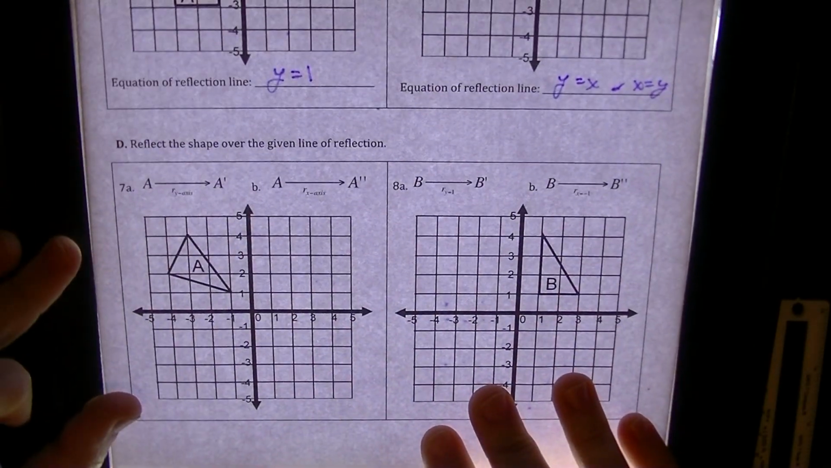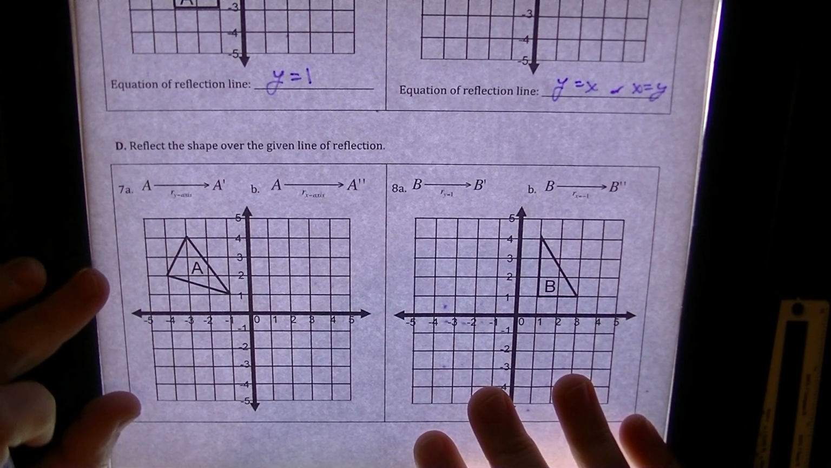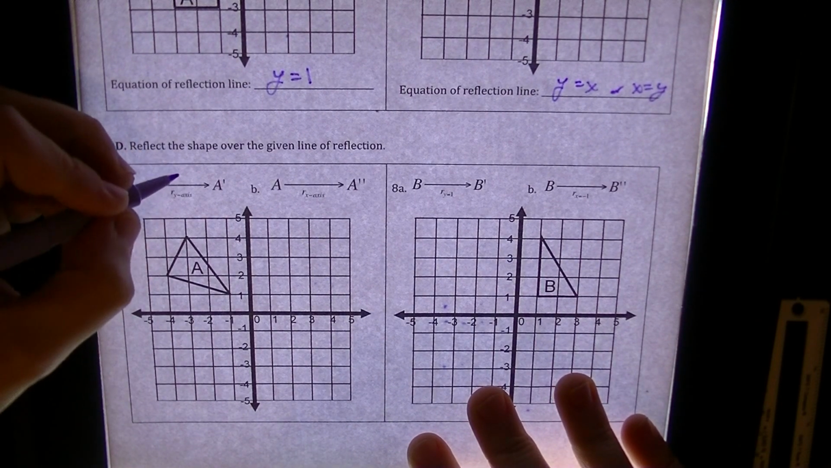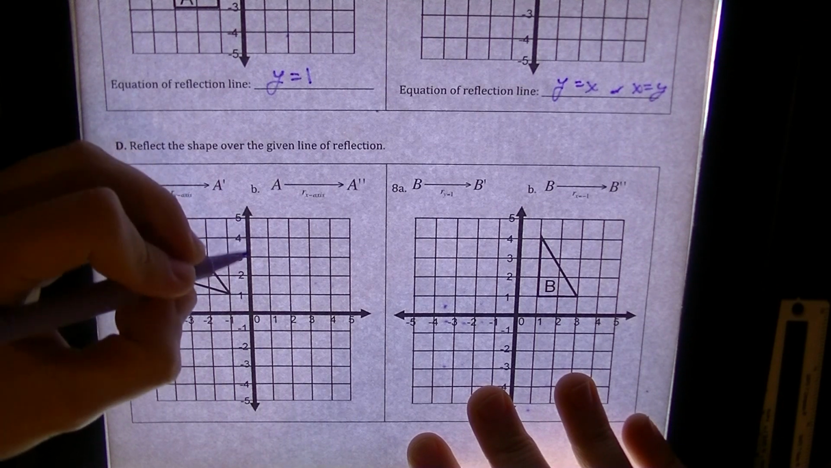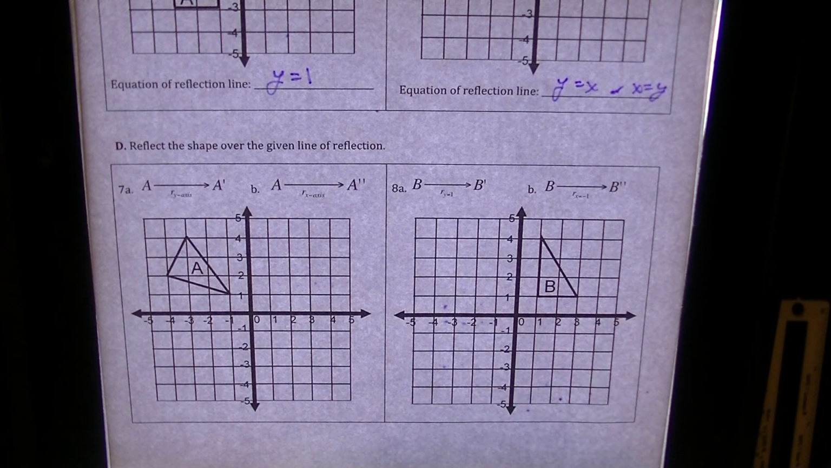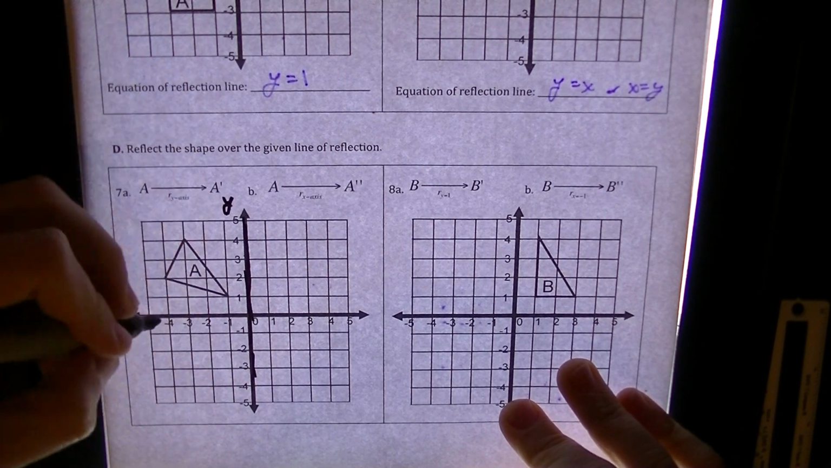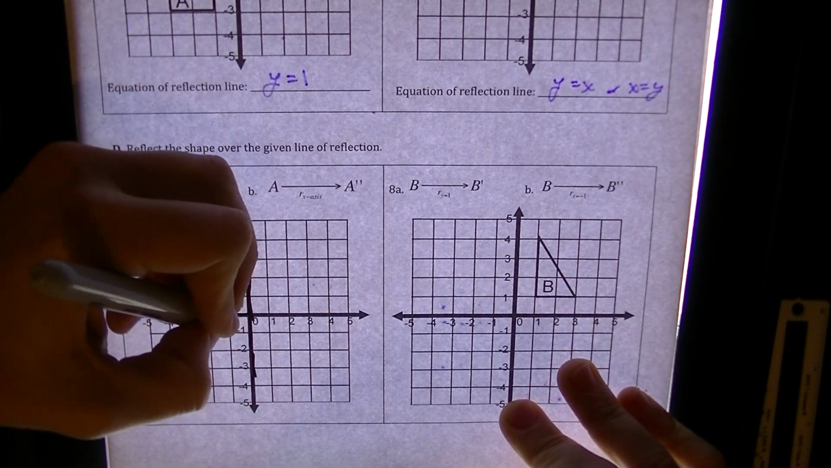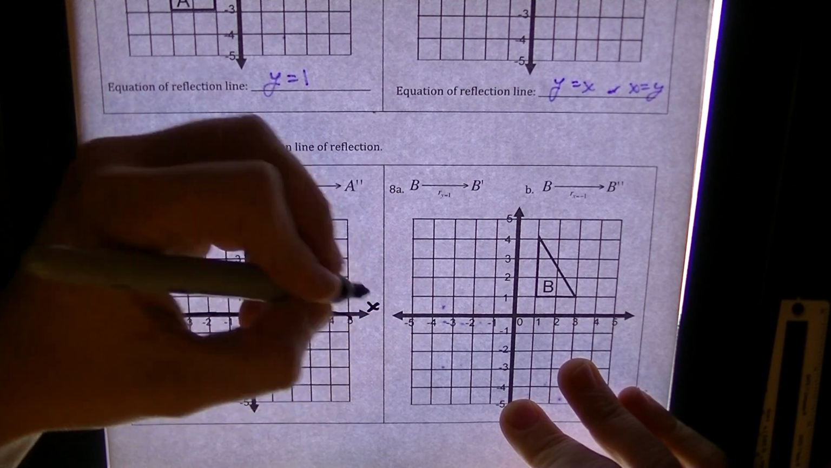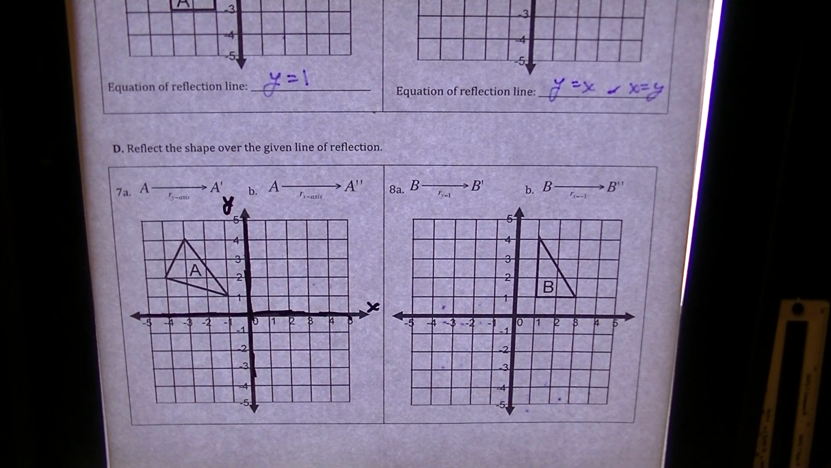Okay, reflect the shape over the given line of reflection. So I've got here, I'm reflecting over my y-axis, which is this right here. And then I'm going to reflect over the x-axis, which is this line right over here. I'll start by reflecting over the y-axis.